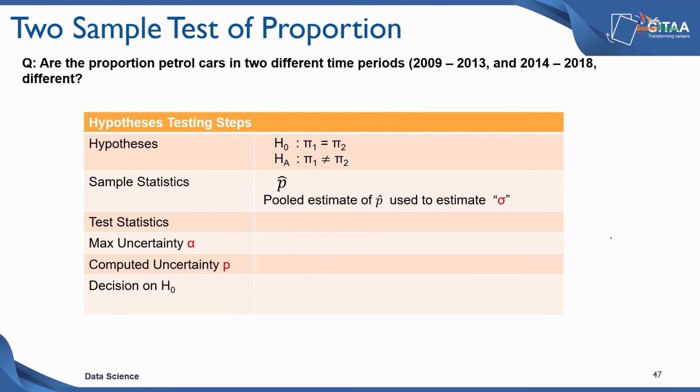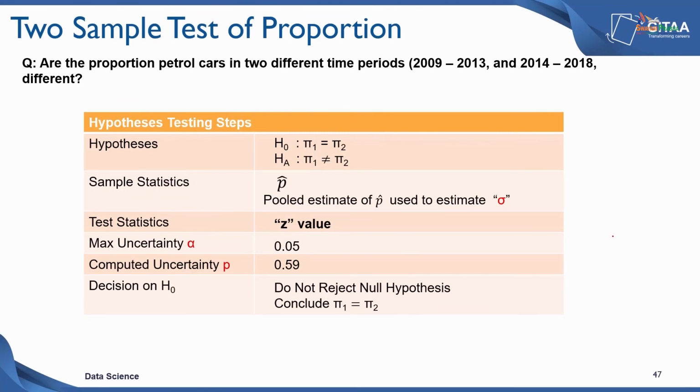Again, we will use something called a pooled estimate of p hat to estimate the sigma for the distribution. The test statistic we are going to use is Z, because we are using a sample size of about 500 each, large enough in our estimation, and therefore a normal distribution should suffice. Again we are checking alpha at 0.05, and the computed p-value turns out to be 0.59, which is way above the maximum uncertainty we are allowing ourselves. Implication: we do not reject the null hypothesis, and we conclude that there is no difference in the percentage of petrol vehicles between the two time periods.